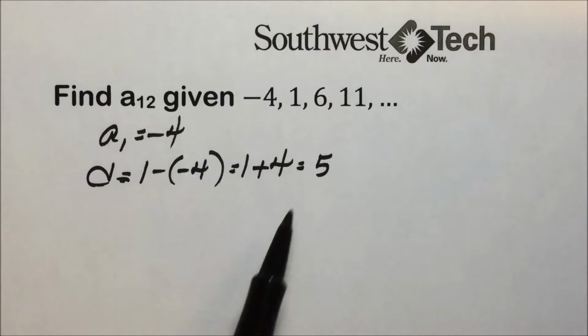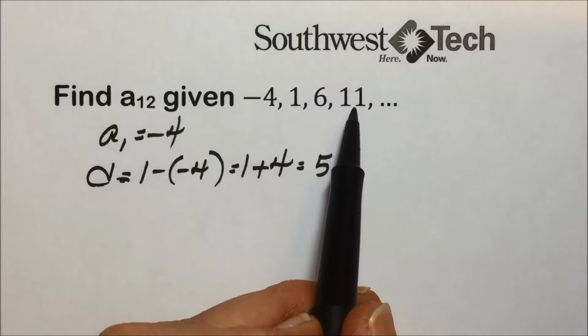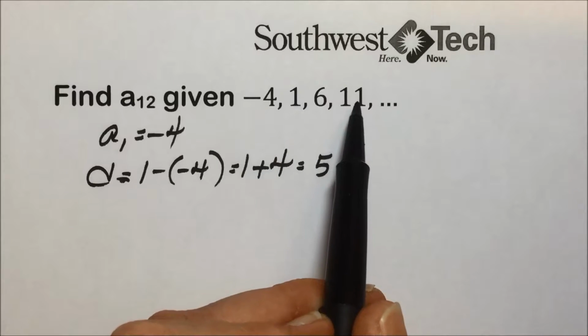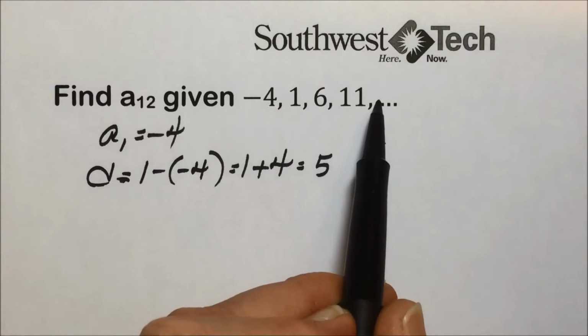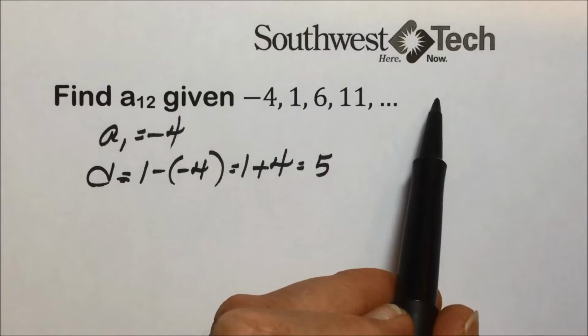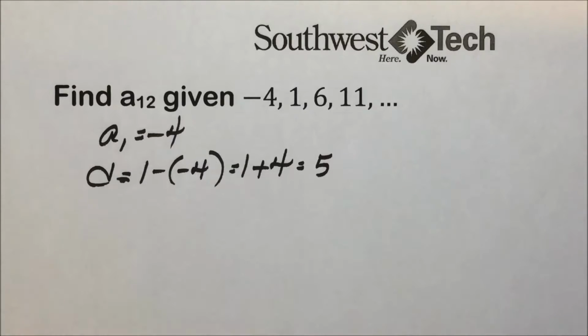Well, to find the 12th term, we could start adding 5 to each term. Here we are at our 4th term. 11 plus 5 would be 16. That's our 5th term. 16 plus 5, 21. You know, we could continue on to get our 12th term.